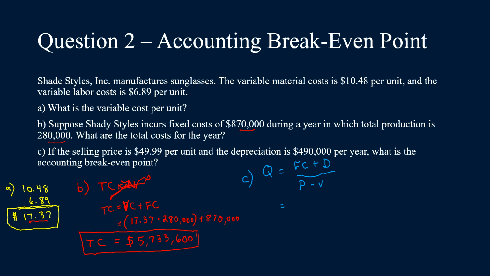So we just plug in those numbers. We have fixed costs of $870,000. Minus our depreciation. Depreciation is $490,000. And that's going to be divided by the price per unit, which is $49.99, minus our variable cost per unit, which is, if you recall, $17.37.